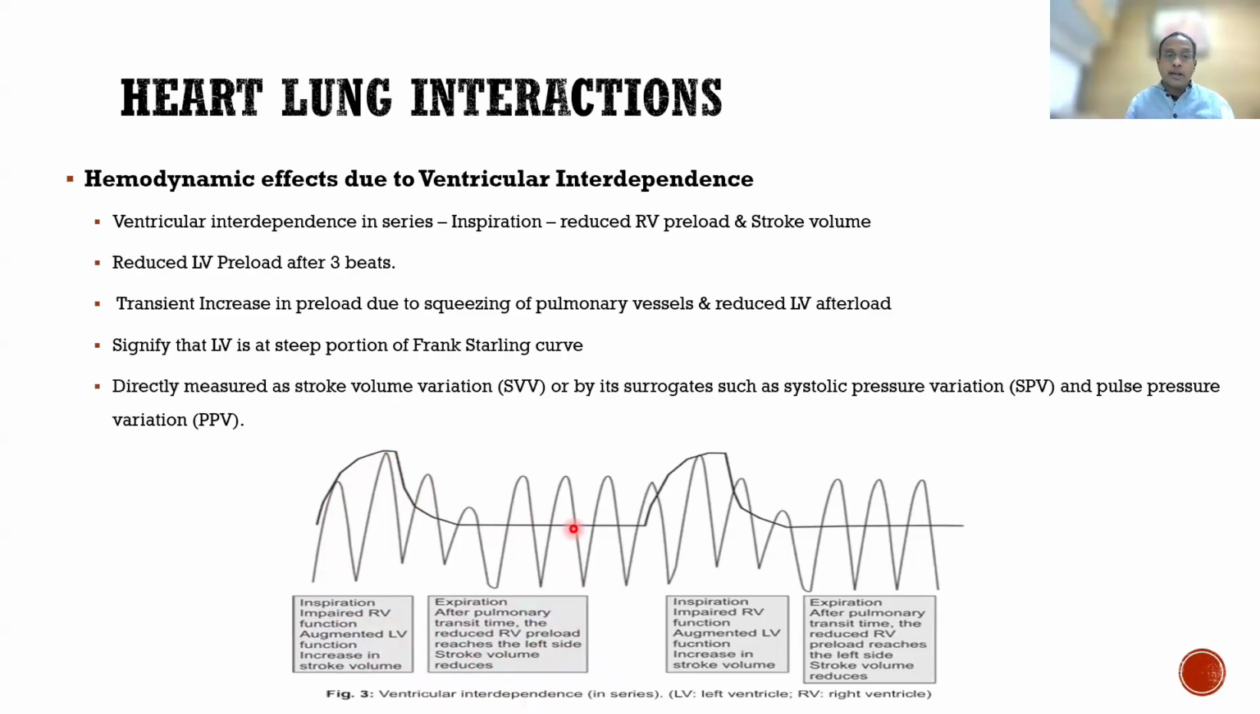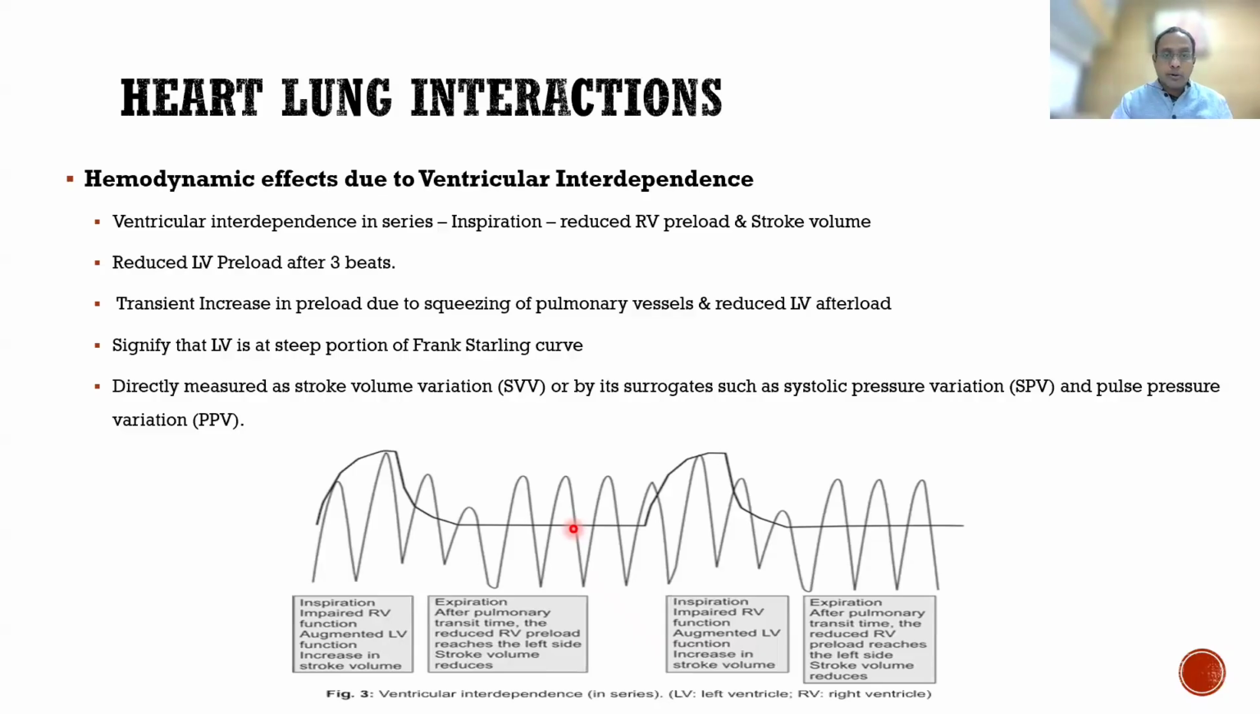This is where we measure stroke volume variation and its surrogates like systolic pressure variation and pulse pressure variation. So understand, this is the most important point. What we are trying to measure is the change which is happening because of the volume deficit. If the patient is hypovolemic, these changes will be accentuated.